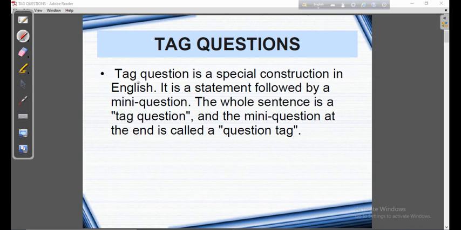So, what is a tag question? A tag question is a special construction in English. In such constructions, a sentence is followed by a mini question, that is a small question, and the whole sentence is called a tag question, and the question at the end is called a question tag. Okay, dear viewers, let us proceed.